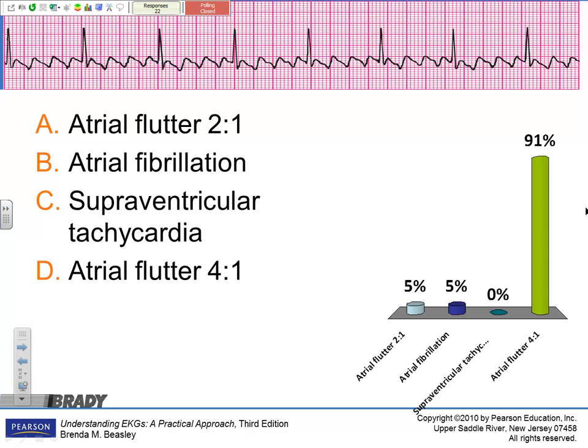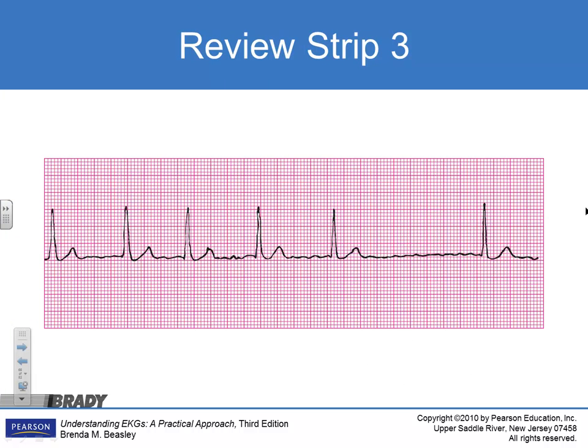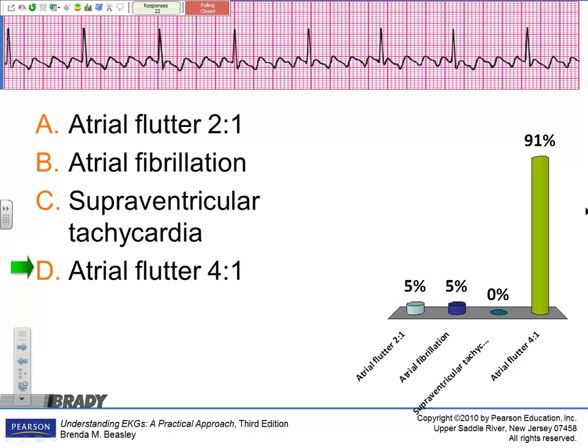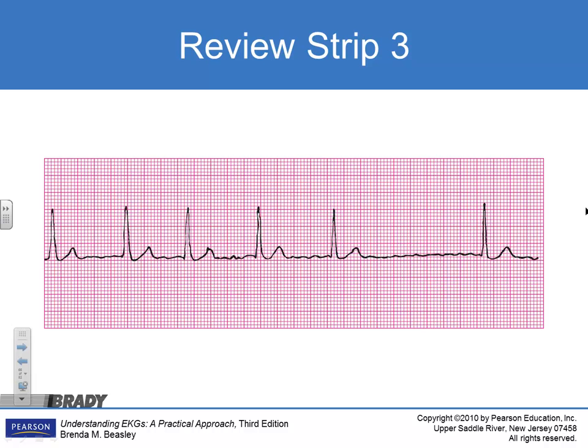All right, let's see. Is this 4-to-1 conduction or 2-to-1? Ta-da! Good job. Who picked atrial fib on there? Atrial fib has to be, number 1, what? Irregular. I mean, that's probably the most regular rhythm I've ever seen up there. All right, what's this?